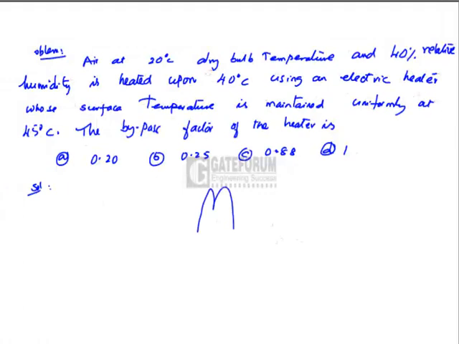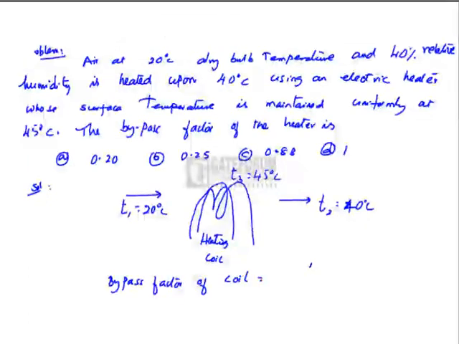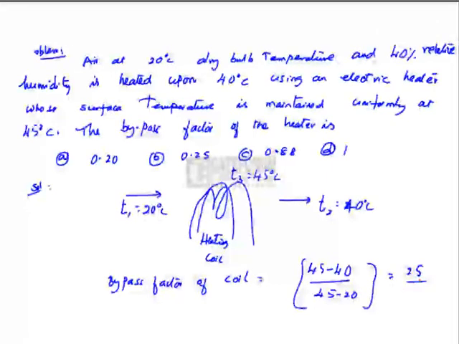The solution to this: if you draw the heating coil, air is entering at T1, that is 20 degrees centigrade, leaving at T2 equal to 40 degrees centigrade. This is the heating coil. The surface temperature of the coil T3 is given as 45 degrees Celsius. Therefore, the bypass factor of the coil is equal to 45 minus 40 divided by 45 minus 20, that is 5 divided by 25, that is 1 by 5, answer is 0.2.